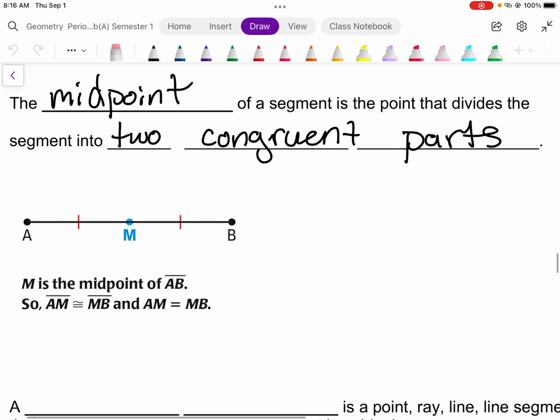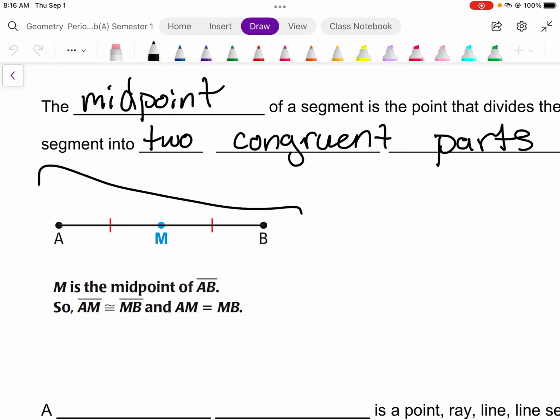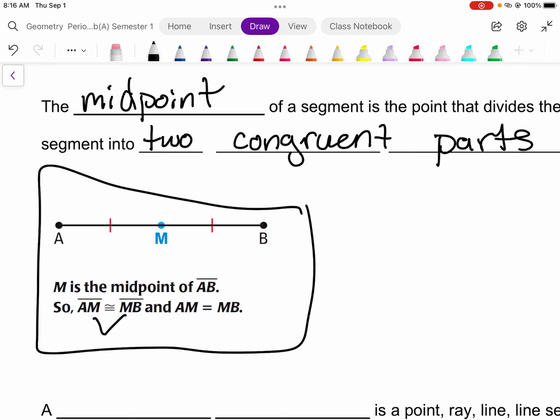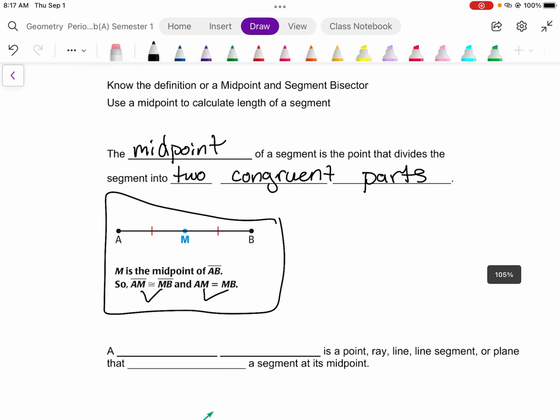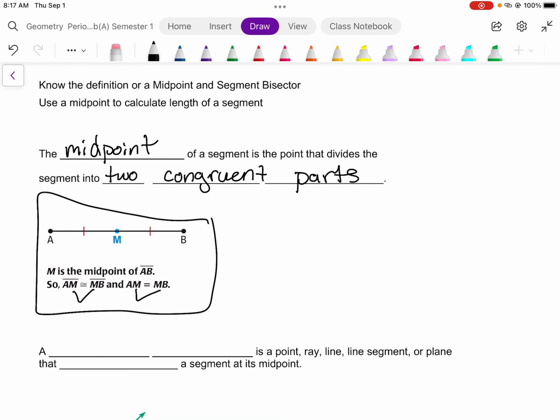And if we look at this diagram here, you'll notice that we have segment AB, and M is the midpoint of segment AB. And because we know it's the midpoint, that tells us AM is congruent to segment MB. And then that information leads us to know that the measurements AM is equal to MB. So make sure you get that copied down.